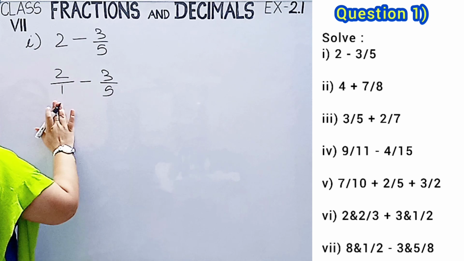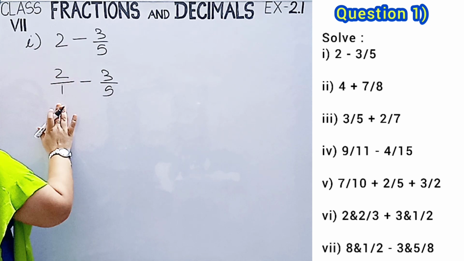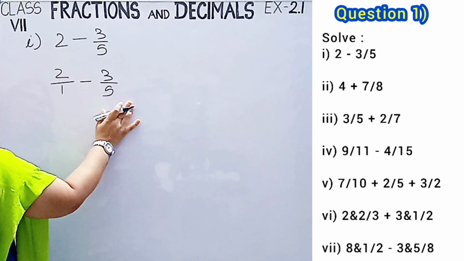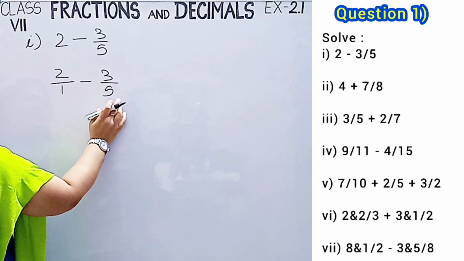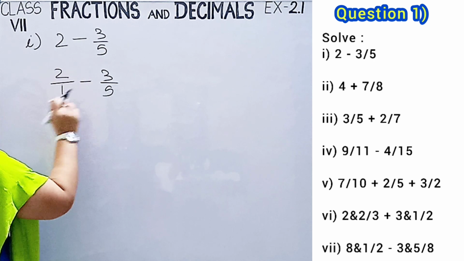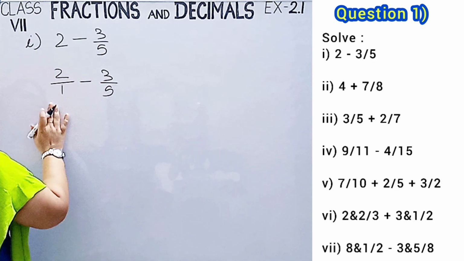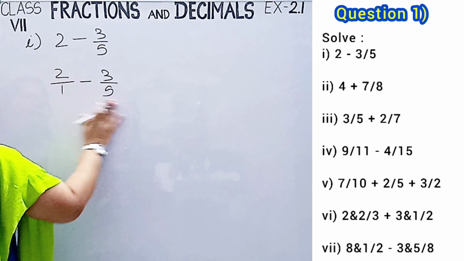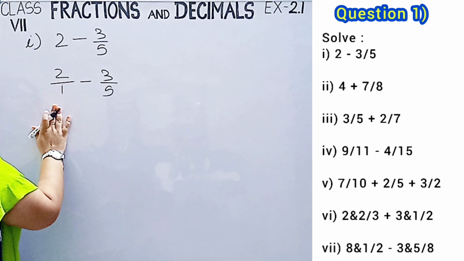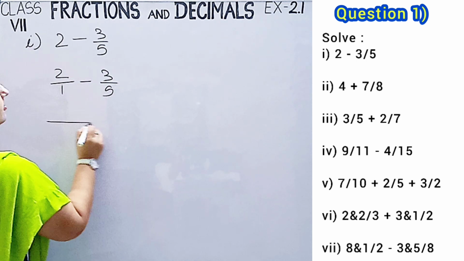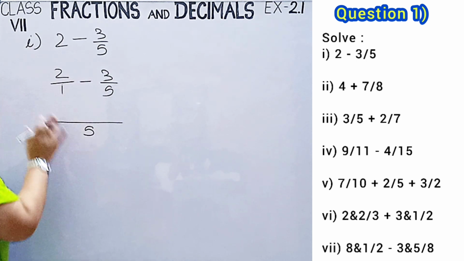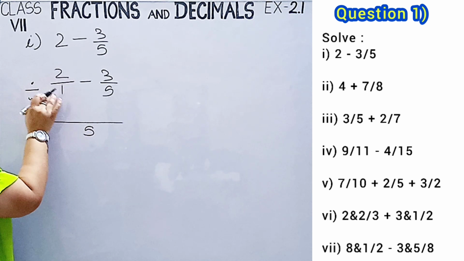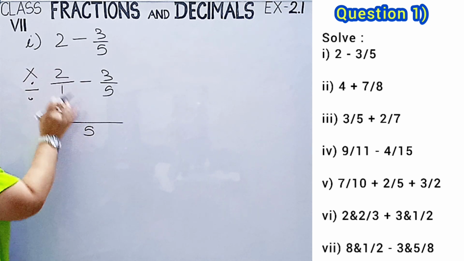These are different fractions. 2 upon 1 and 3 upon 5 are unlike fractions because they have unequal denominators. Here 1 is the denominator and here 5 is the denominator. So the first step is we have to take the LCM to make like fractions. So the LCM of 1 and 5 is 5. First we have to divide 5 by 1. After that we will multiply the result with 2.